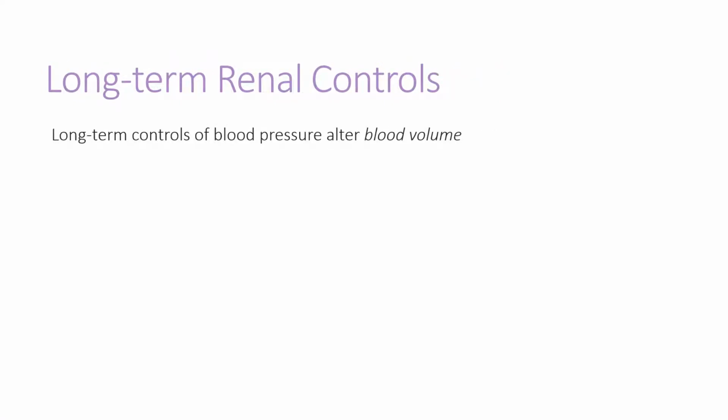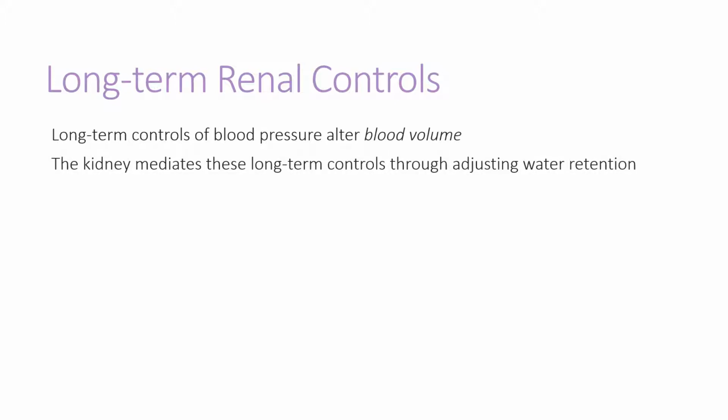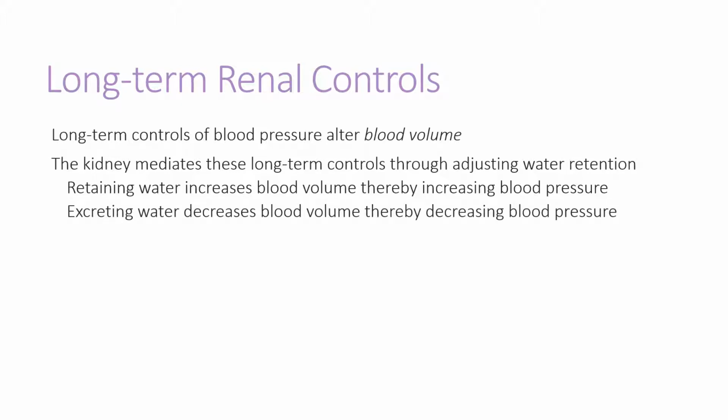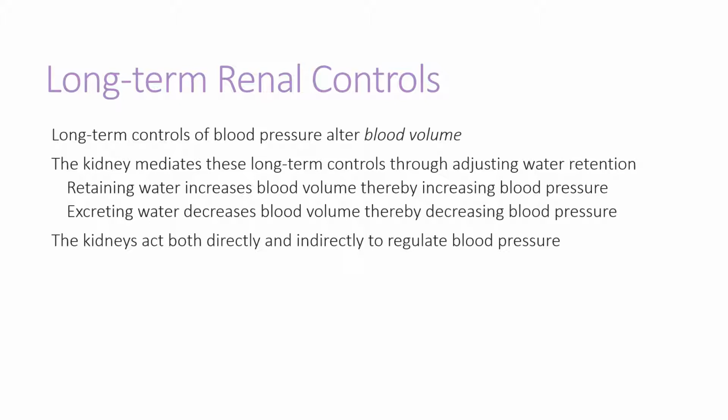Long-term controls of blood pressure do so by altering blood volume rather than by altering cardiac output or peripheral resistance. The kidneys mediate these long-term kinds of controls through adjusting water retention. Retaining water increases blood volume and thereby increases blood pressure. Excreting water decreases blood volume and thereby decreases blood pressure. The kidneys have both a direct and indirect regulation over blood pressure.